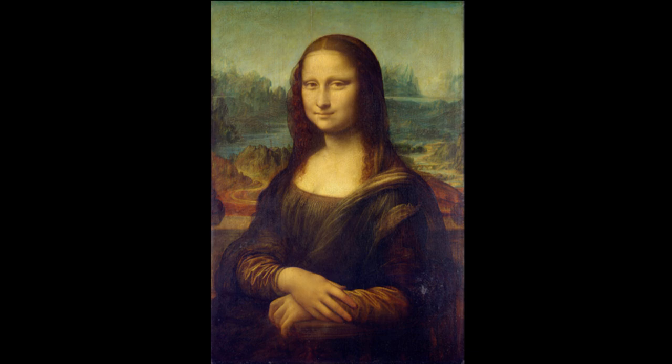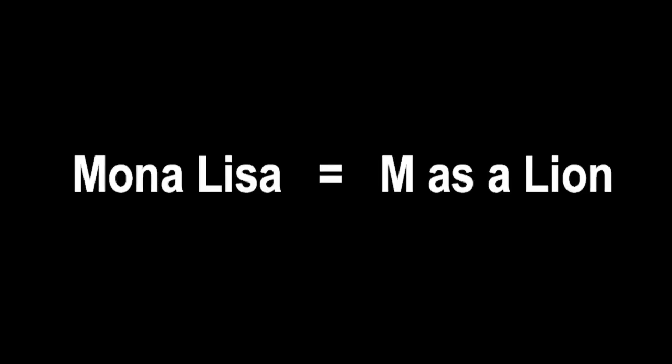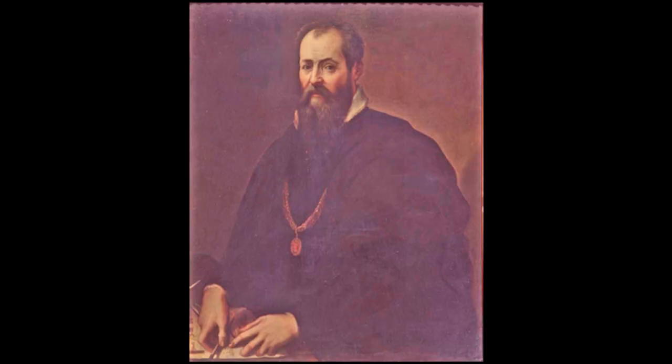The title, Mona Lisa, is an anagram for M as a lion. Now, this title of Mona Lisa was not created by Leonardo da Vinci, but by a man named Giorgio Vasari, who wrote a very famous art book called Lives of the Most Excellent Painters, Sculptors, and Architects. And he came out with 2 volumes.